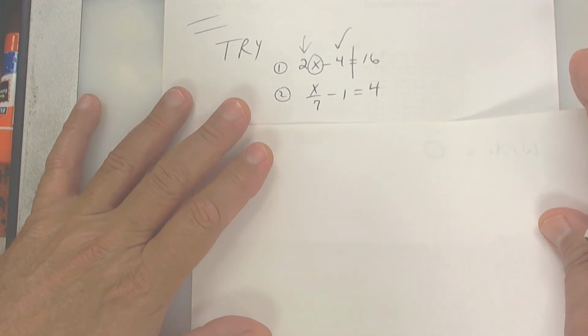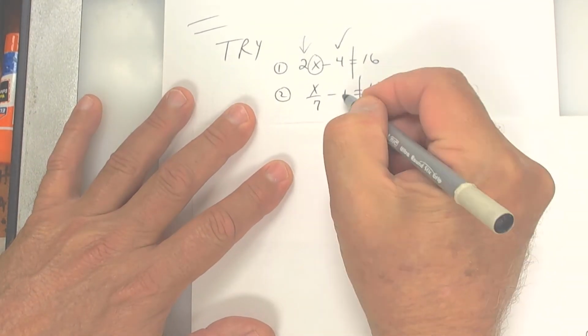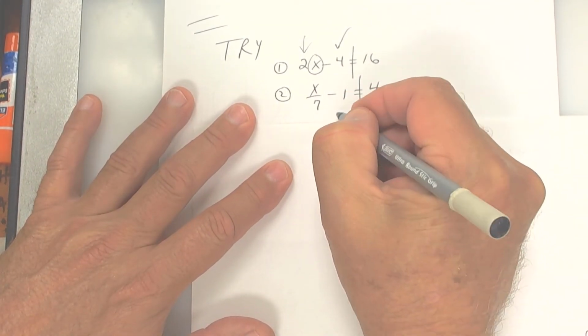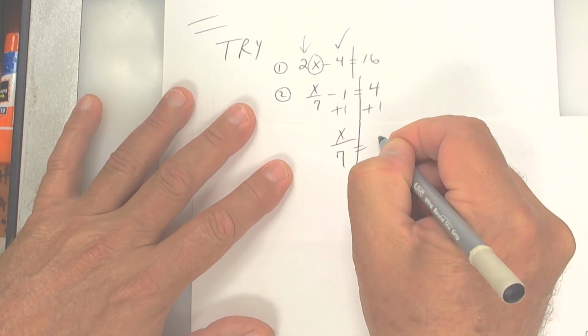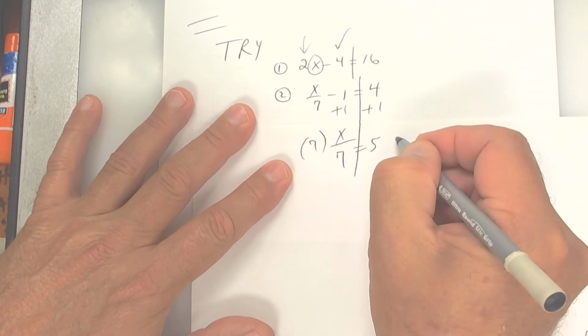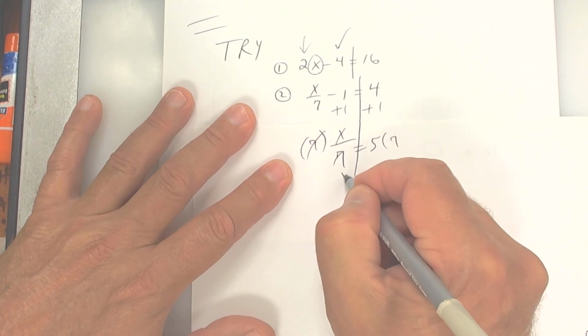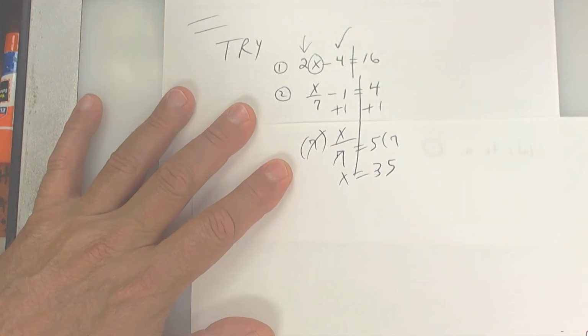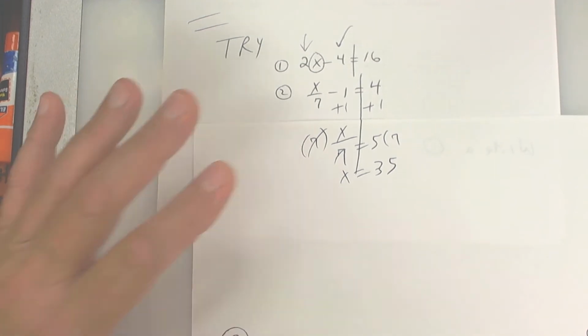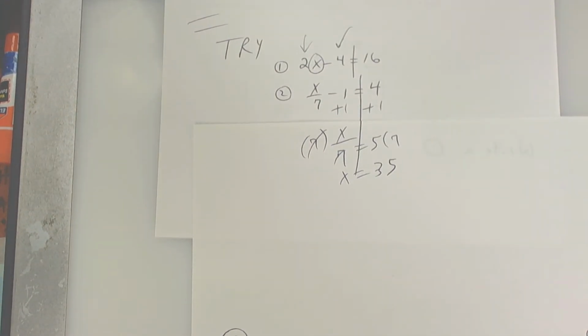This one right here is also a 2-step equation. You want to get rid of that -1. So you're going to add 1 to both sides. So you get x divided by 7 equals 5. Then you want to multiply by 7 and get x equals 35. If you didn't get either one of these, that means you can't solve a 2-step equation. Again, that's another red flag. You need to learn how to do that. Let's move on to today's work right here.